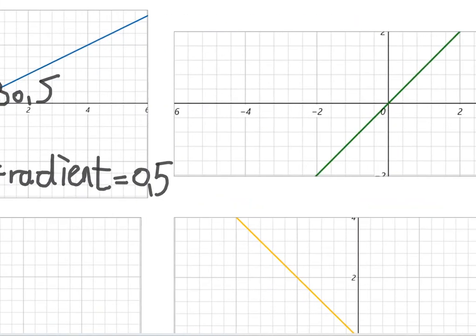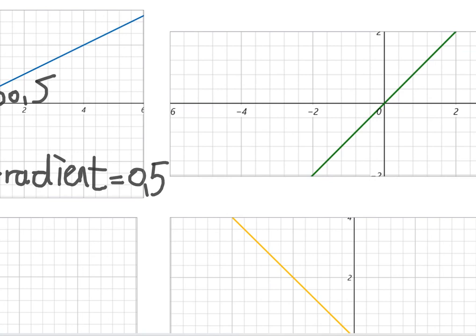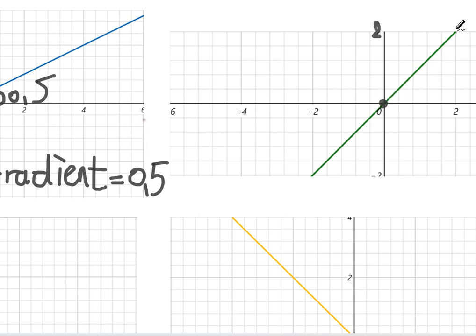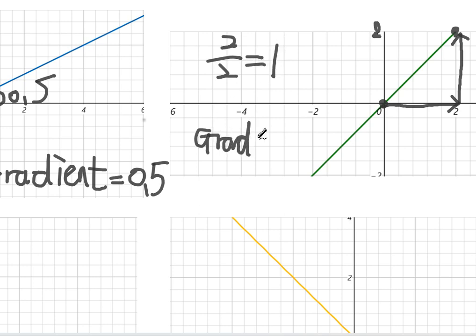Look to your right. You can see that this green line has a positive gradient. Now we know that this is 2. We move from 0, 0 to 2, 2. We move to the right by 2, then we go up by 2. 2 divided by 2 equals 1. So the gradient of this is 1.